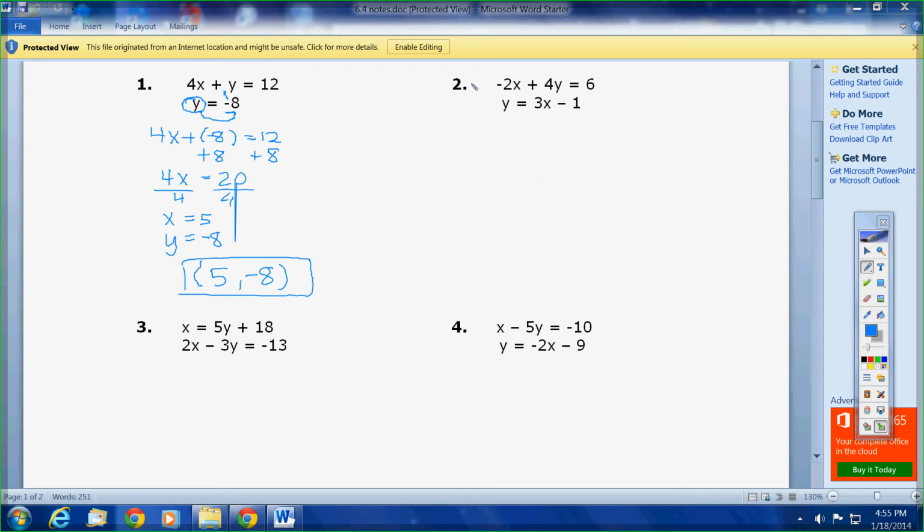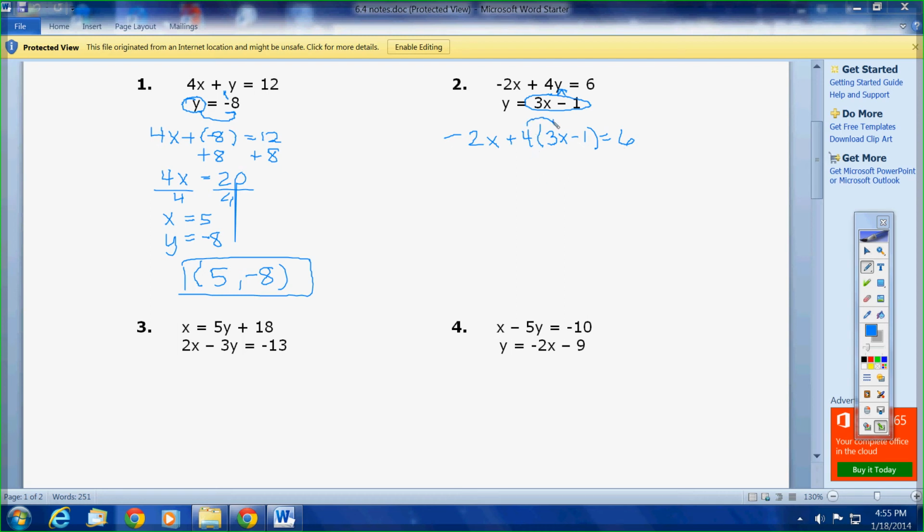Okay, number 2. We've got -2x plus 4y equals 6 and y equals 3x minus 1. So I'm going to replace y with 3x minus 1. So this entire expression is going to go into the y value. So I get -2x plus 4, and we're going to put this in parentheses, 3x minus 1 equals 6. That whole amount gets plugged in for the y. We put it in parentheses because we're going to have to do some distributive property. That would be our next step.